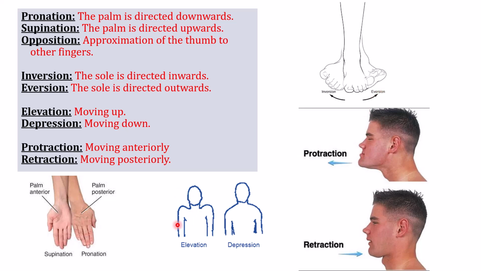Then elevation and depression. You can see here the movement of the shoulder. Moving up of the shoulder is called as elevation, and moving down of the shoulder is called as depression. Then we will talk about the protraction and retraction. This is about the movement of the jaw or the temporomandibular joint. So this is the protraction when we are moving the chin forward, and retraction when we are moving the chin posteriorly or backward. This is in the anterior direction and this is in the posterior direction. So this is the protraction and retraction.